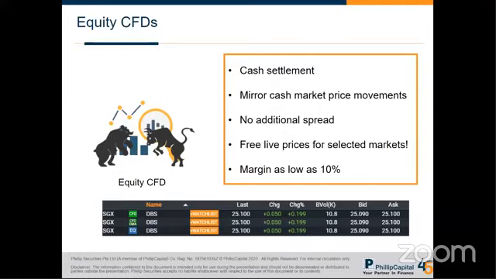So for index linked stocks, the margin can be as low as 10%. So it's effectively 10 times leverage. So your $1 can buy up to $10 of these shares.